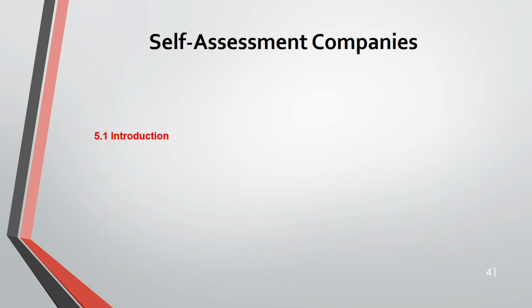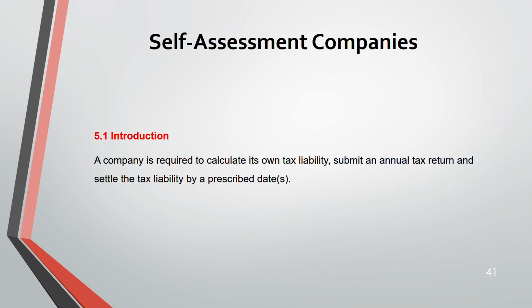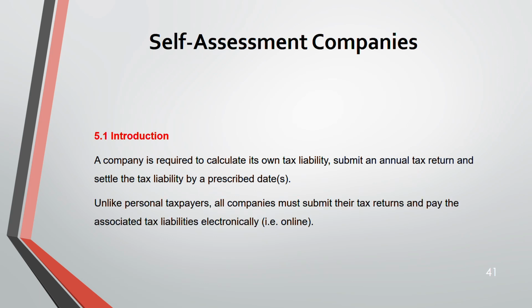Now, fifth part of this lecture, self-assessment. A company is required to calculate their own tax liability, submit an annual tax return and settle the tax liability at the due date. Unlike personal, all companies must submit online. For companies, they must submit their tax return and pay electronically. But for individuals, there's an option, either paper or online.